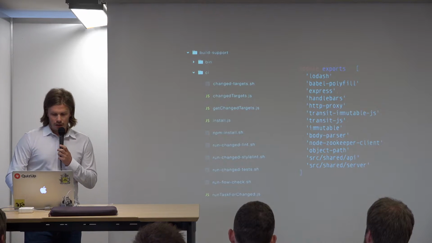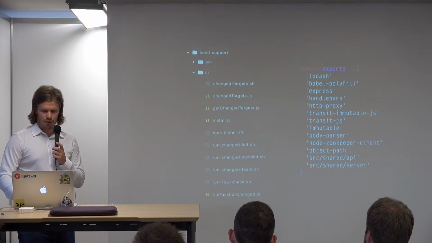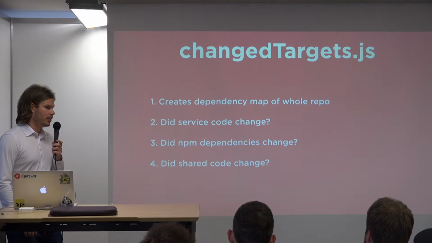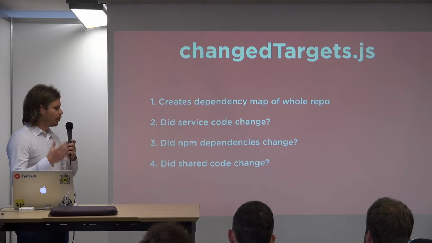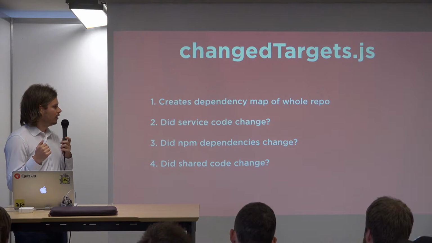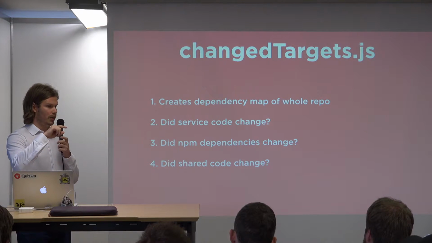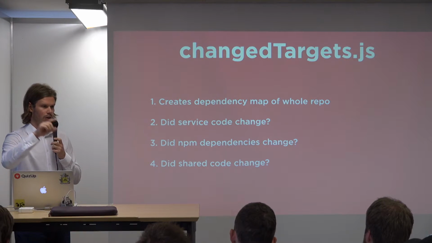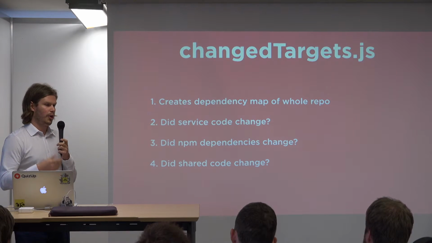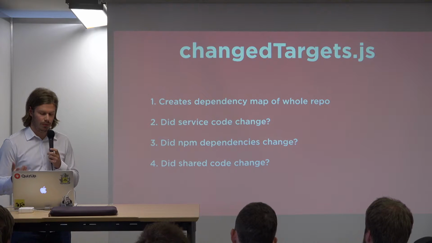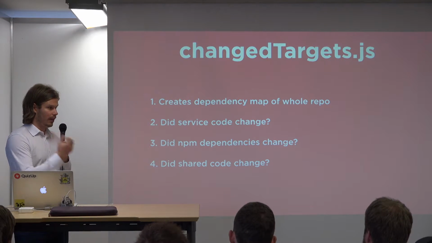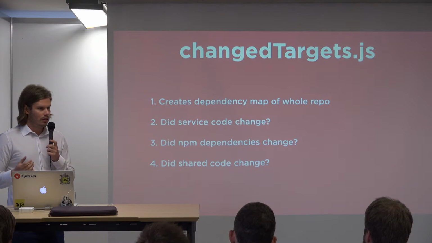Change targets does sort of 4 things. It starts off by finding all dependencies.js files in our repository. It creates a full map of every dependency that is in this repository. So we can look up, if Jarvis has changed, we can look up all the things that Jarvis depends on and see if something there has been updated. For example, a package update in NPM. Then it takes the git diff of your branch and the latest master and checks all the files that have changed.